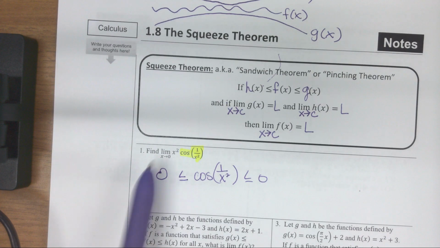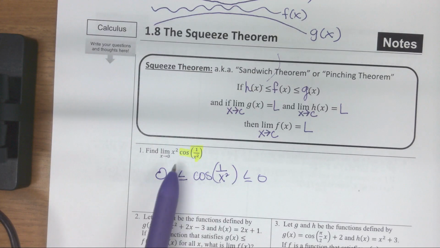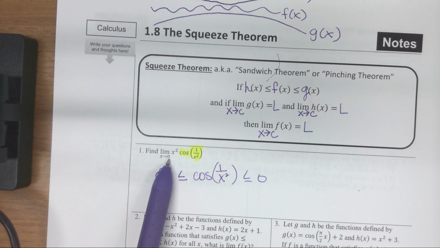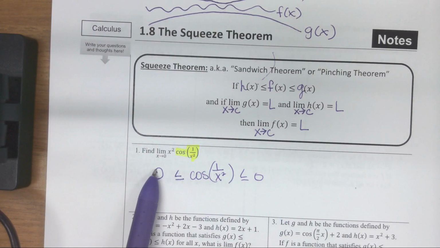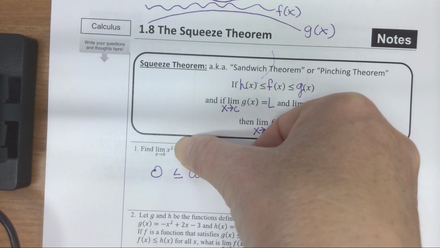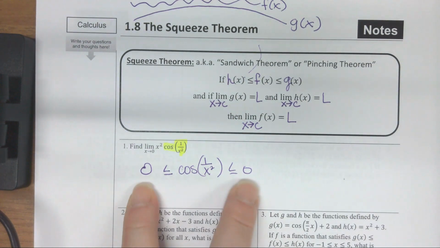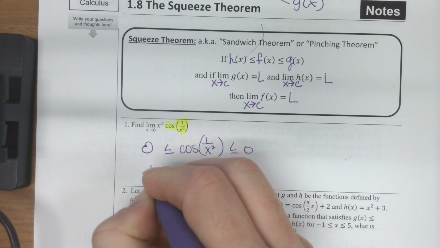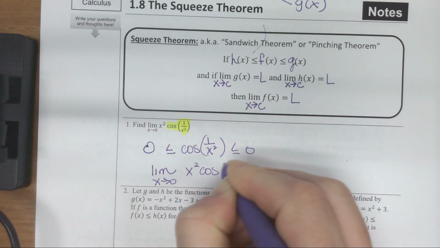What was this function? X squared. You guys told me you saw that it was squeezed between x squared and negative x squared. Agreed? Can you evaluate x squared when x goes to 0? Use direct substitution. What's that limit when x goes to 0? Just 0. Okay, that's how I got these two things. So if I know that, then I know that the limit of this whole thing is also going to go to 0.